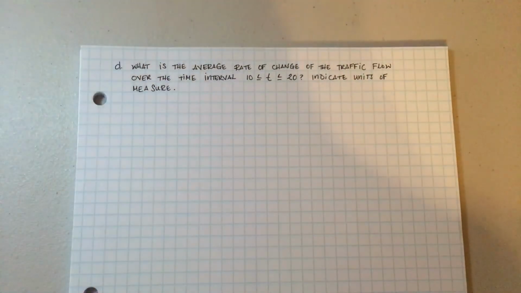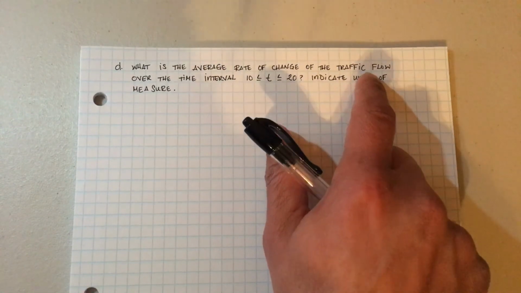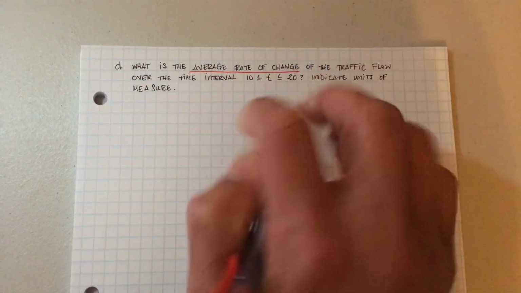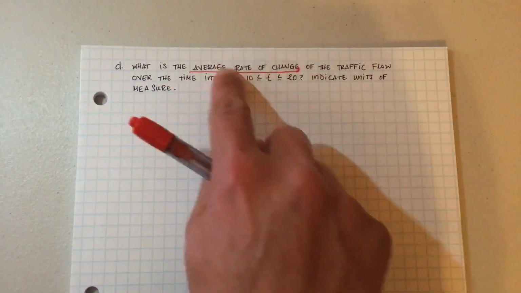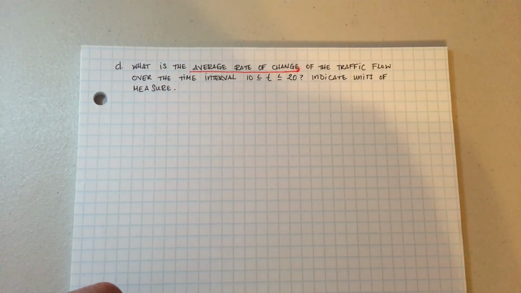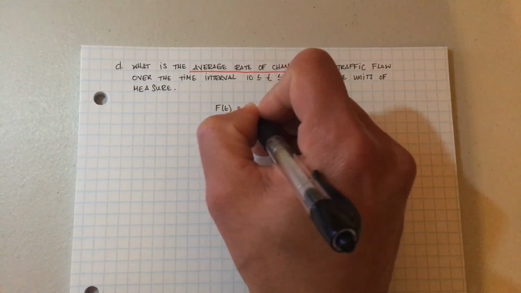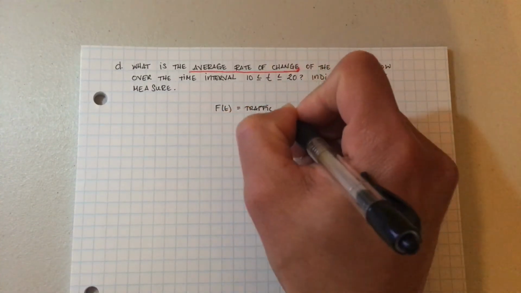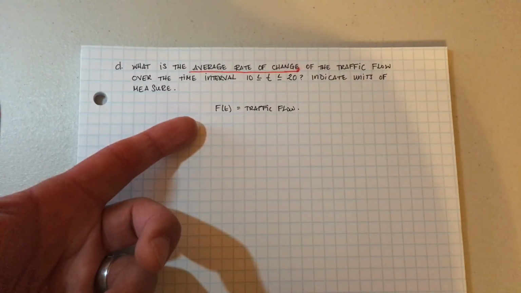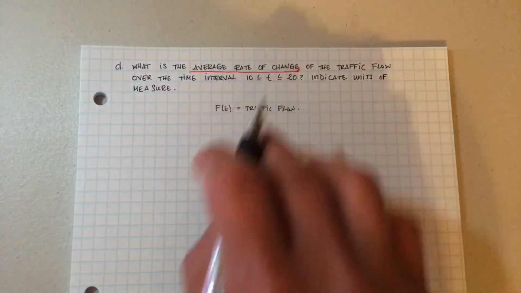And then the last one, what is the average rate of change of the traffic flow? Now this is a little bit tricky. So look at what they're asking you. Average rate of change, rate of change, that means derivative. The average rate of change of the what? Traffic flow. Well, wait a minute, what's the traffic flow? The traffic flow is given by f of t. Okay, well then, how do I find the average over the time interval from 10 to 20?